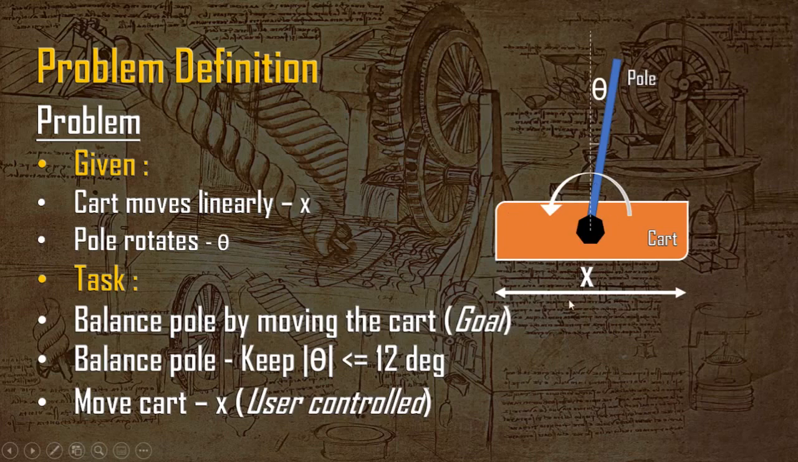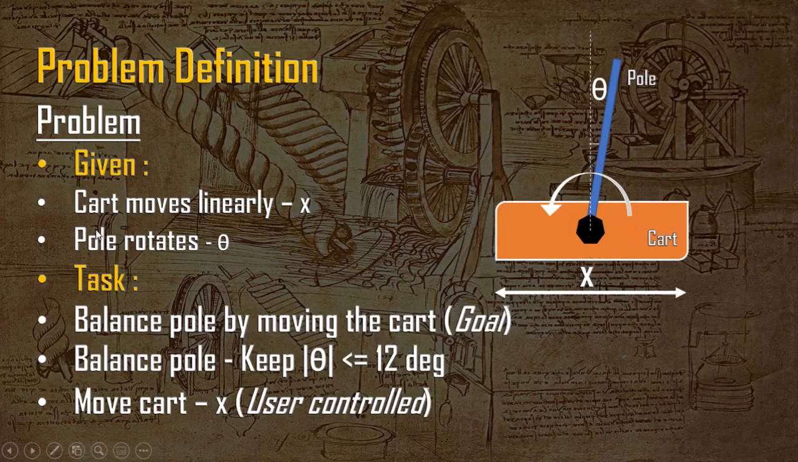Looking at the image here on the right, we can see that we have a cart, and on it, connected using a revolute joint, we have a pole. So the problem that we want to solve is that we want to move the cart such that the pole is in a vertical position. So we want to balance this pole on this cart. This is the cart pole problem.